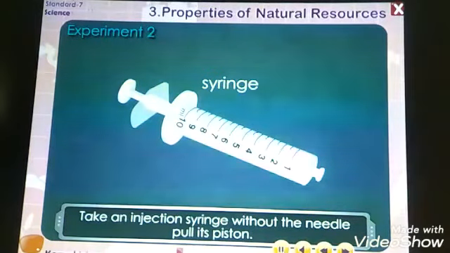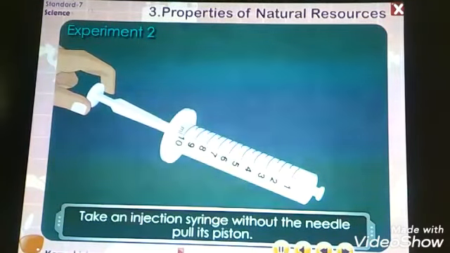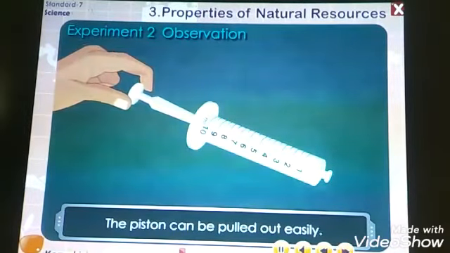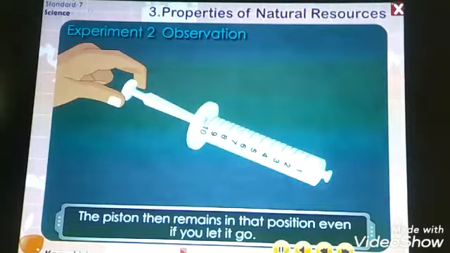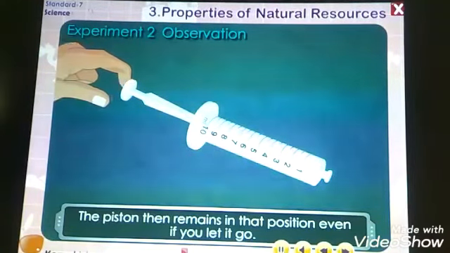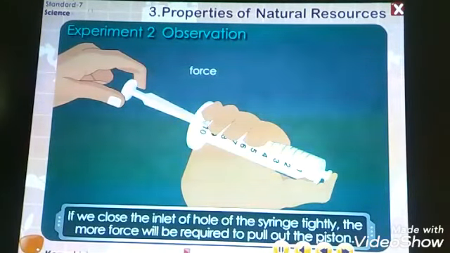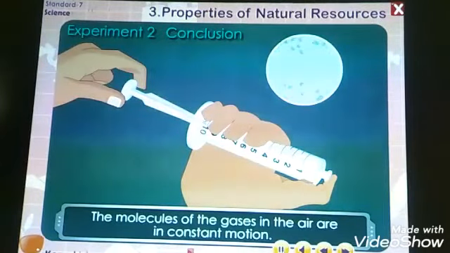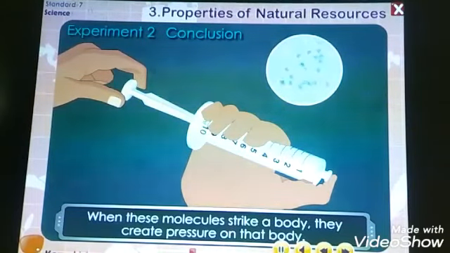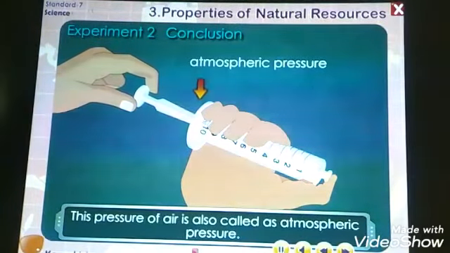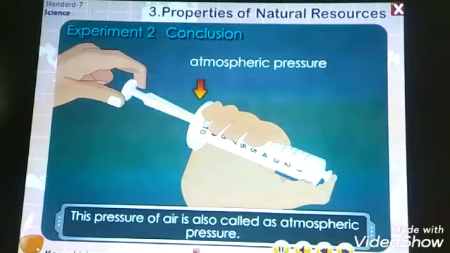Experiment number 2. Syringe. Take an injection syringe without a needle, pull its piston. Observation. The piston can be pulled out easily. The piston then remains in that position even if you let it go. If we close the inlet hole of the syringe tightly, more force will be required to pull out the piston. Conclusion. The molecules of gases in the air are in constant motion. When these molecules strike a body, they create pressure on that body. This pressure of air is called atmospheric pressure.